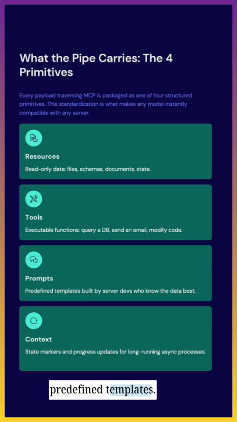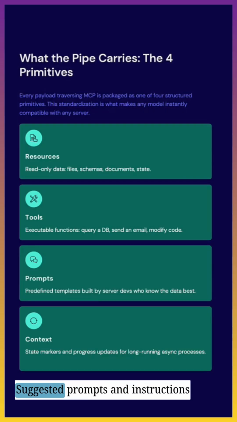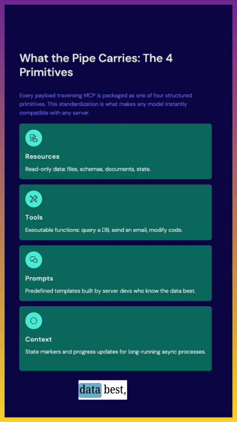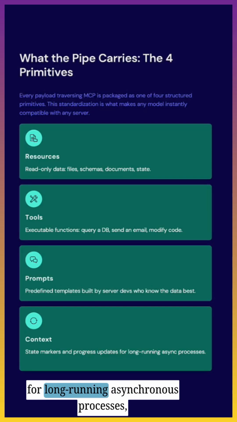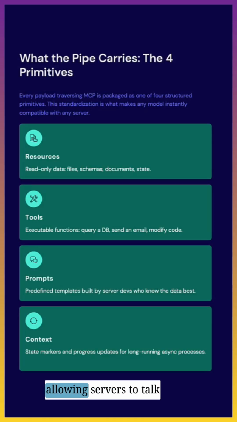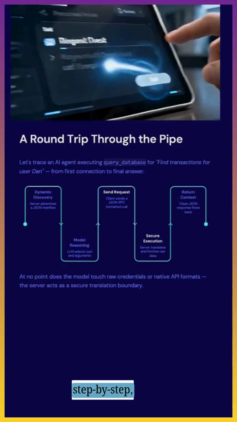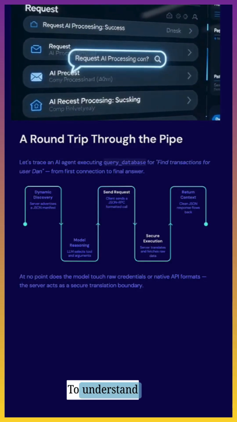Prompts, predefined templates. Suggested prompts and instructions built by server developers who know the underlying data best, helping the model format its responses. Context, external state markers such as progress updates for long-running asynchronous processes, allowing servers to talk back to the client. 4. Step-by-step, a round trip through the pipe.